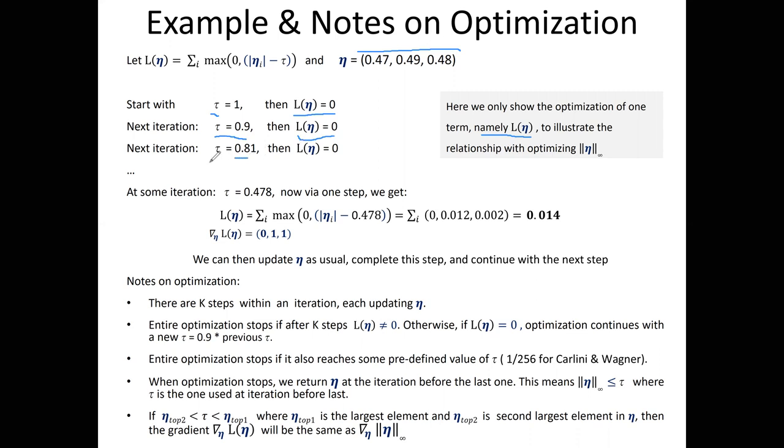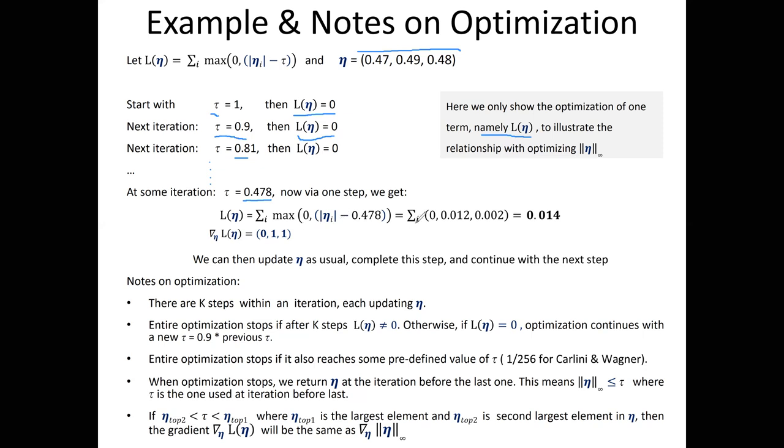So we keep annealing down, and after some number of iterations, what we're going to end up with is the first tau where the L of eta is actually not 0. So there are some components of eta whose absolute value is potentially greater than tau. Now let's see what happens in the first step.